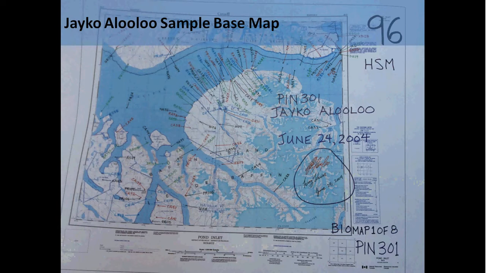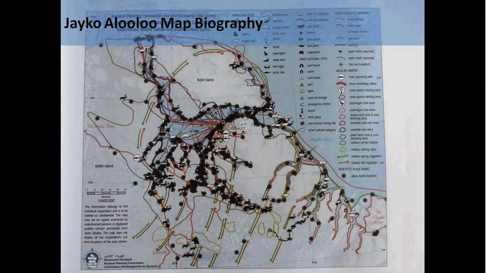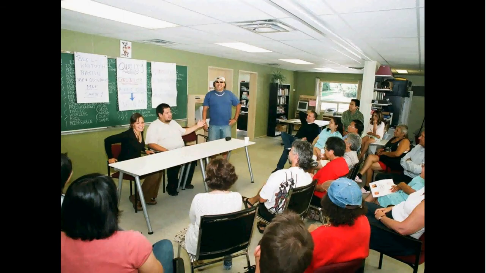Some of these sites also represent different types of cultural sites that either Jaco has himself used or knows have been used by Indigenous people in his lifetime, his parents' lifetime, or his grandparents' lifetime. Here's Jaco's completed map biography, created using a GIS. This map shows the full extent of Jaco's use and occupancy over his lifetime.